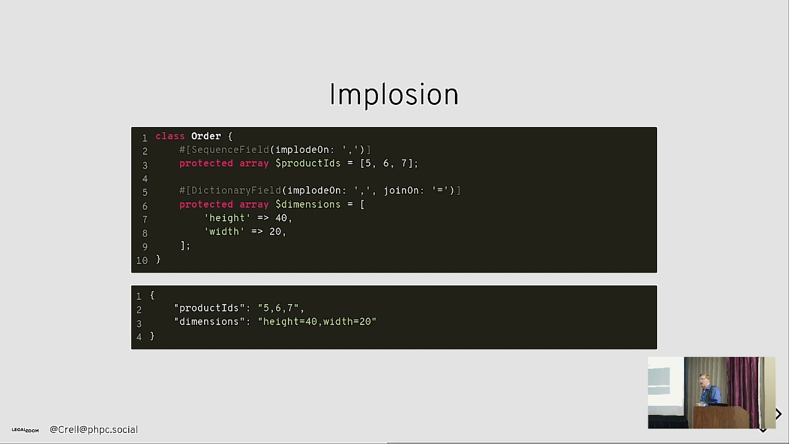I mentioned before imploding. Any of these fields can do extra stuff on them. So the field property is optional. If you don't specify it, it still works. In this case, we're saying this is a sequence, and we want to serialize it by imploding it with a comma. And then when deserializing it, we'll explode on the comma. For a dictionary field, we can say implode on this and join individual entries with that. So we get 5, 6, 7, and hey, look, HTML syntax, all built in.